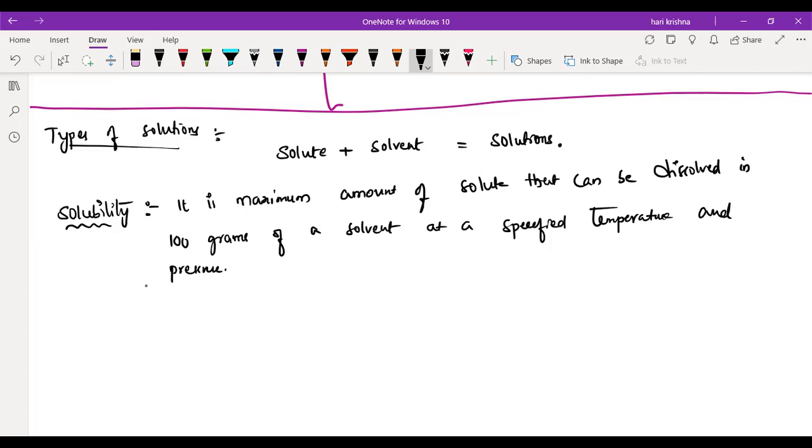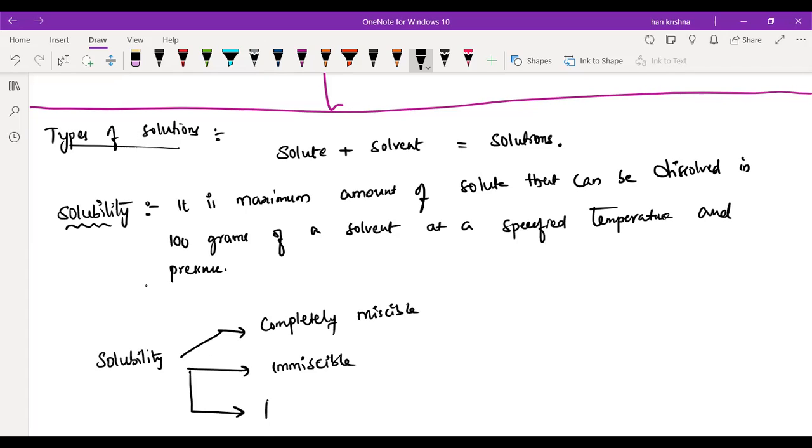So if you take solubility, again three types will be there: completely miscible, immiscible, and partially miscible. Okay, so completely miscible means what? Every portion of the solvent, the solute will dissolve. That is completely miscible.